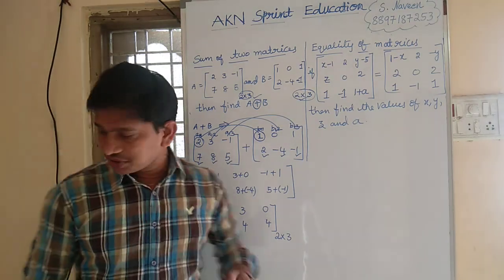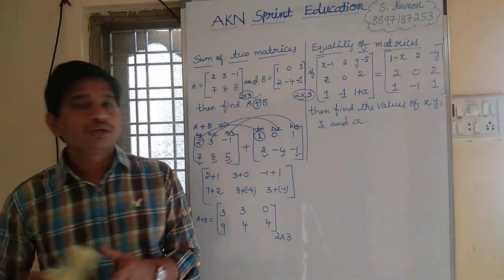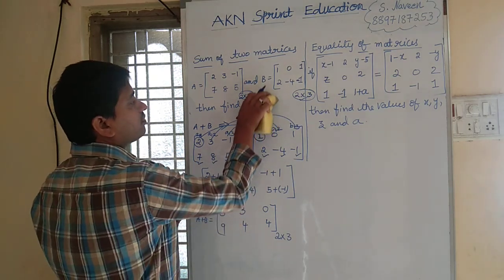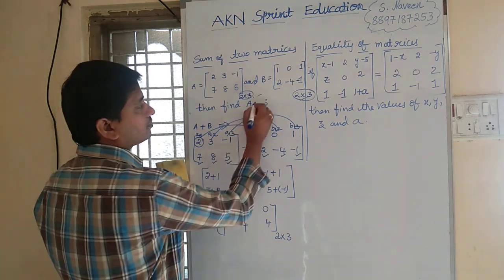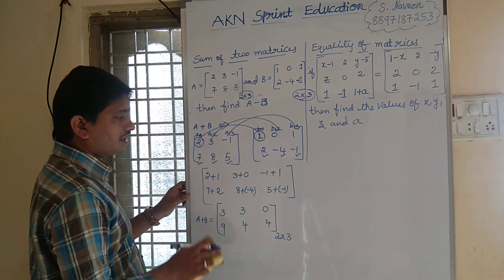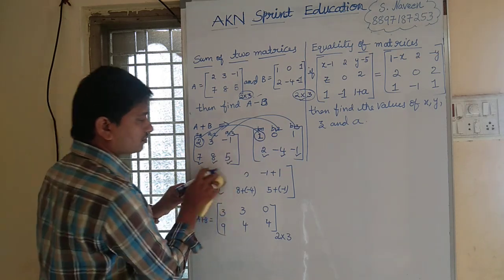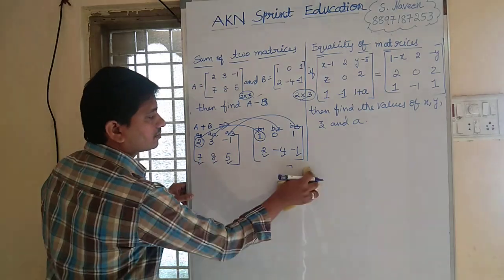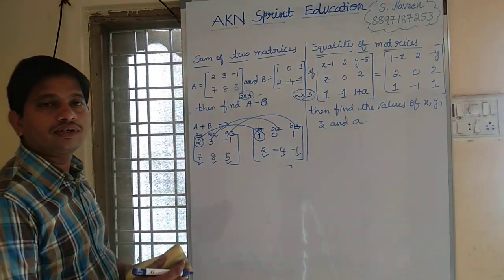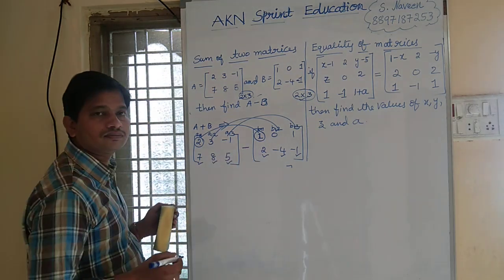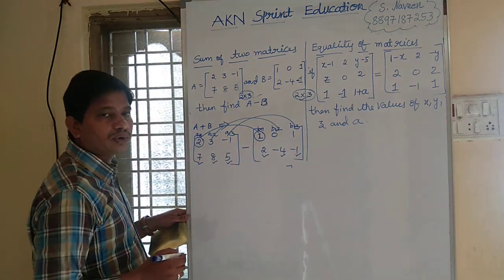So what about subtraction? Subtraction is also the same, children. For example, given matrices A and B, suppose they are asking to find A minus B. Then how to find it? If they are asking to find A minus B, it is similar. Instead of addition, we need to do subtraction. We need to subtract their corresponding elements.